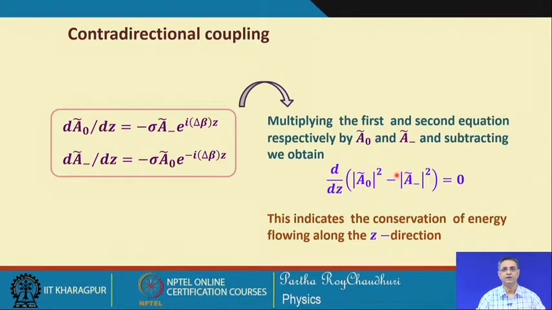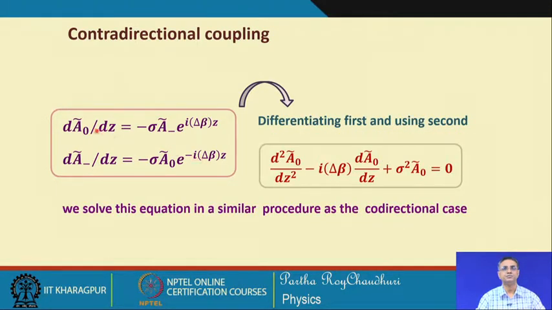At any point, the energy that is flowing in the positive z direction will be equal to that in the negative, so that it maintains the conservation of energy. And similarly, differentiating this equation with respect to z and using this equation del A z, the way we have done it.